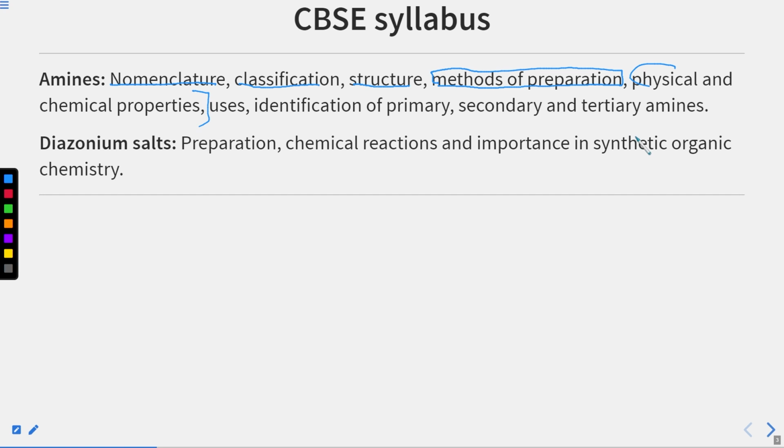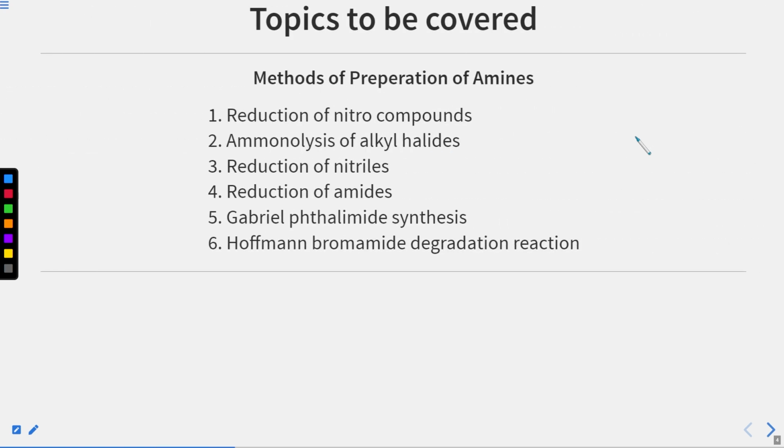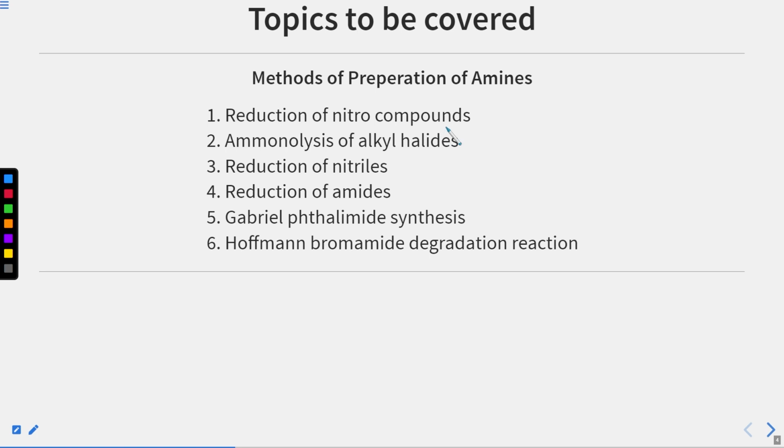Today's class we will see the methods of preparation. We will take different types of substrate and react with appropriate reagents to get our final amine. First we will take a nitro compound and reduce it using an appropriate reducing agent to get our amine. Then the ammonolysis of alkyl halides, meaning treatment of alkyl halides with ammonia. It is similar to hydrolysis: in hydrolysis we treat with water, in ammonolysis we treat with ammonia. Then the reduction of nitrile. Nitrile looks like this: a triple bond to N, and then an alkyl group attached here. Then the reduction of amides. Amides look like this.